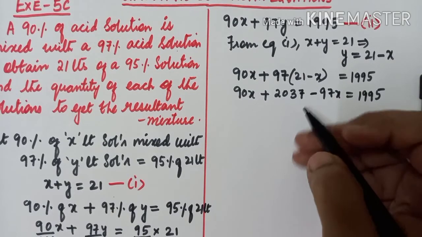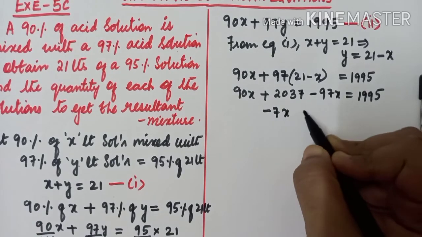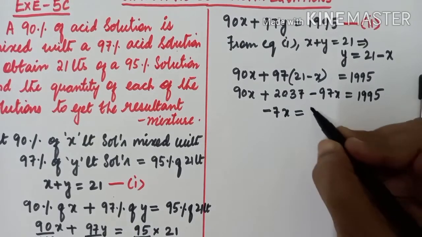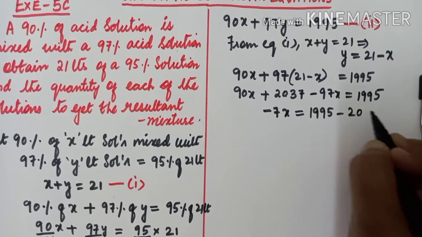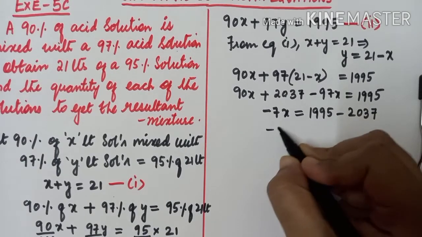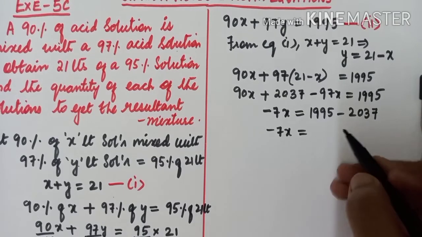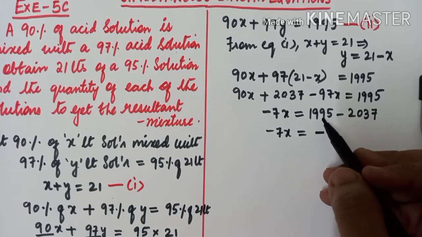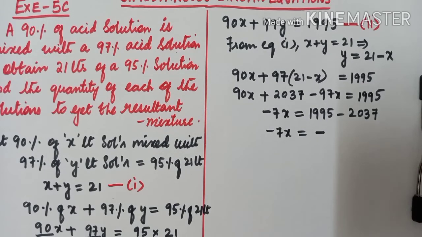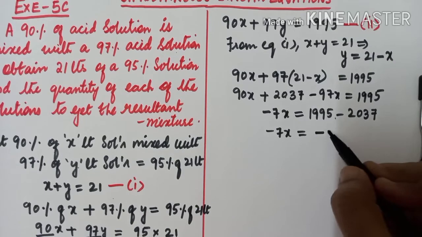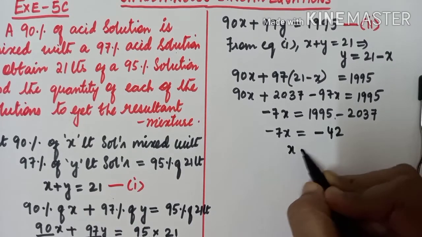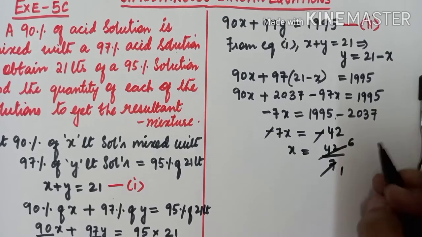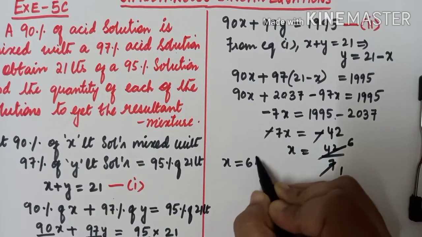So here what you will get, minus 7x plus, here this is a constant and this is a constant, so let us take this constant on the right hand side only. So 1995 minus 2037. So minus 7x equals to, actually this is a smaller and this is a greater number, so anyhow you will get minus. So 2037 minus 1995, you'll get 42. So x equals to, minus minus will get cancelled, 42 divided by 7, 7 sixes are 42. So what did you get? X equals to 6 liters.